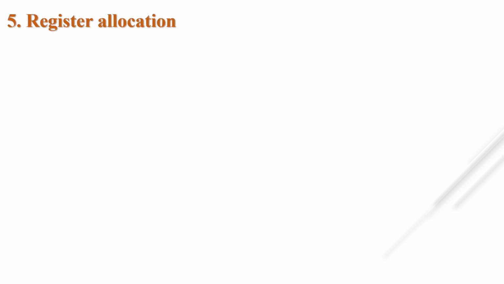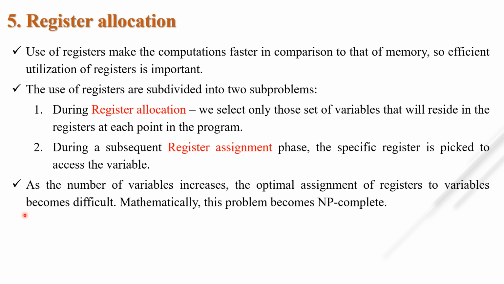Next issue is register allocation. If an instruction contains register operands, then such use becomes shorter and faster than using memory. The use of registers is often subdivided into two subproblems. First, during register allocation, we select the set of variables that will reside in registers at a point in the program. During a subsequent register assignment phase, we pick the specific register in which a variable will reside. Finding an optimal assignment of registers to variables is difficult, even with a single register value. Mathematically, this problem is NP-complete.